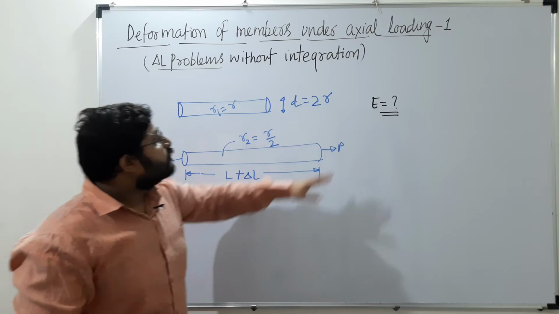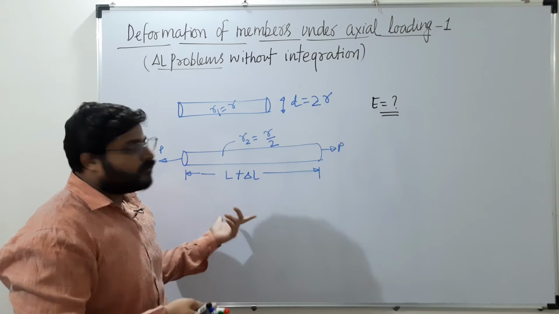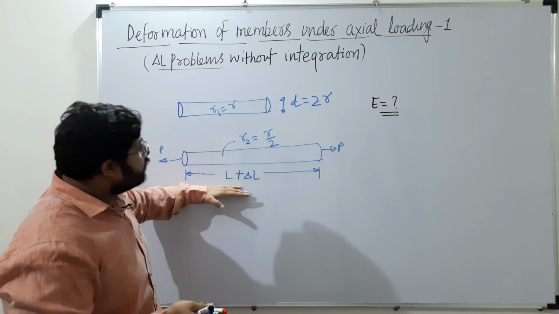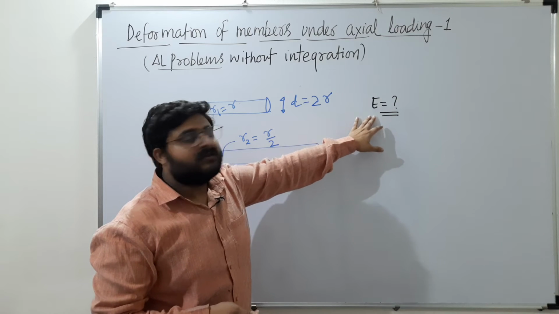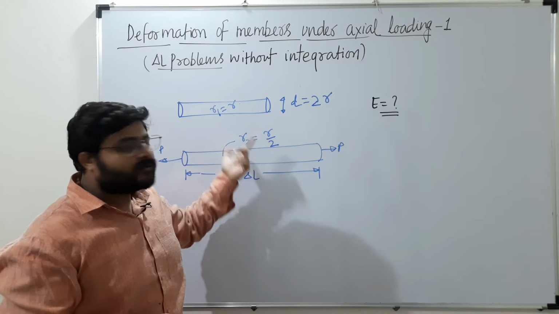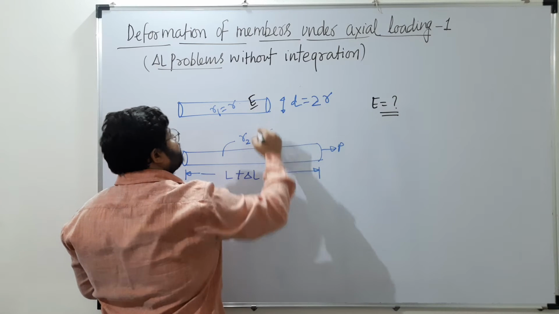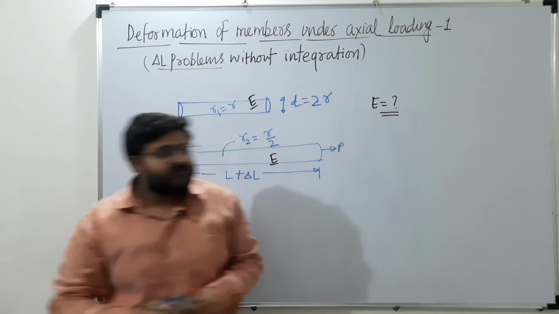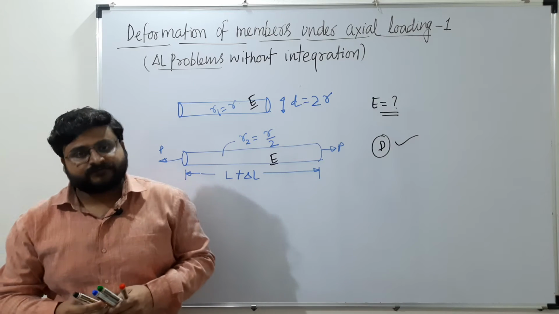Why? Because modulus of elasticity is a property of the material. It doesn't matter how much this is going to elongate. Modulus of elasticity is independent of that. In fact, how much this is going to elongate will depend on the modulus of elasticity. So the modulus of elasticity value is constant. It will not change with this increment or anything. So here also modulus of elasticity E and here also modulus of elasticity E, so it will be unaffected. Option D will be correct. Right? Note this.